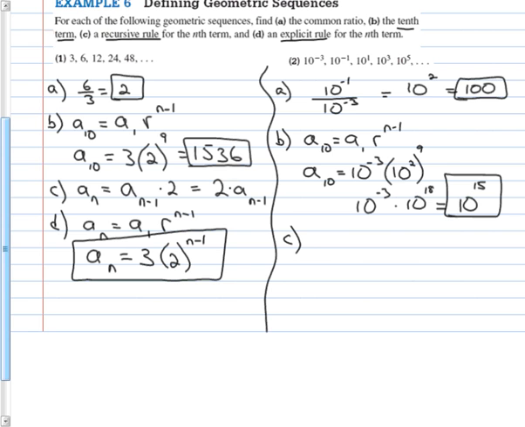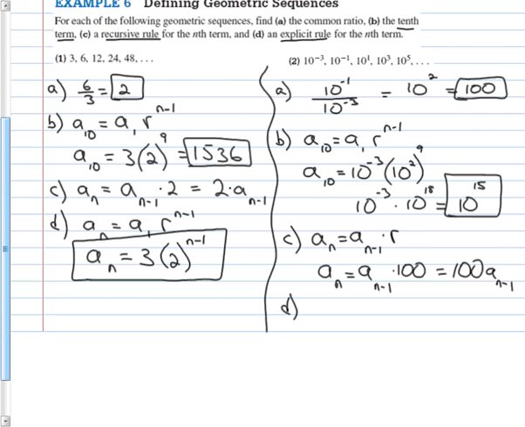See, they want the recursive rule. Recursive rule is always the previous term times the common ratio. So for us, the previous term times the common ratio. What was that, 100? So if you want to, 100 times a sub n minus 1.